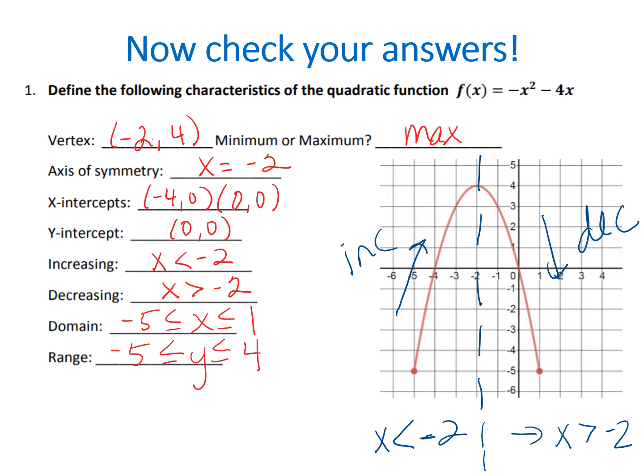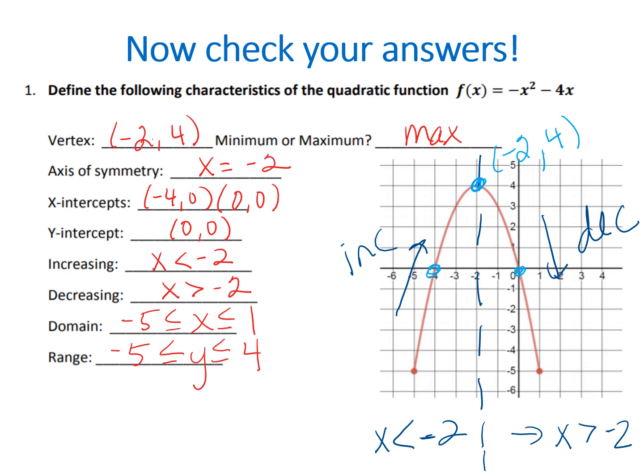So I have my vertex, which in this case was a maximum. My vertex was up here at the top of the graph, and that was (-2, 4), as I had listed. Again, your axis of symmetry is that vertical line, which is why it's an x equals equation that goes through the vertex. Your x-intercepts are (-4, 0) and (0, 0). And your y-intercept also happens to be (0, 0).